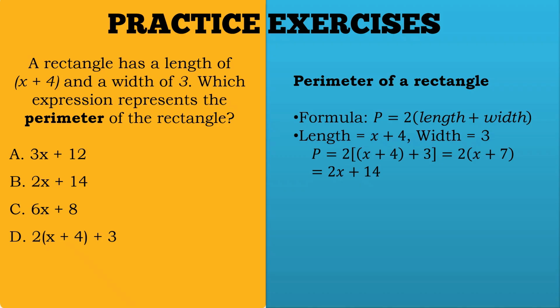By combining like terms, we have 2 times the quantity of x plus 7. Then, by using the distributive property, we have 2x plus 14. So, our final answer is letter B.